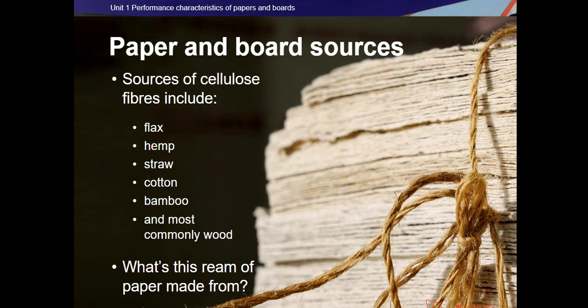Paper and board sources. So sources of cellulose fibres include flax, hemp, straw, cotton, bamboo, and most commonly wood, of course, trees, natural trees, timber. Also papyrus, if you want to go back in time a bit, back to the Egyptians, who used the reeds that grew to make the very first forms of paper.